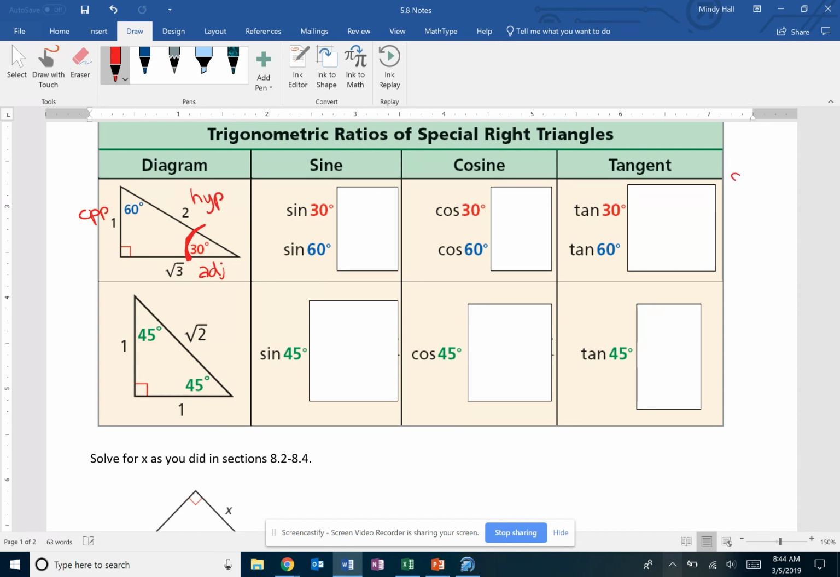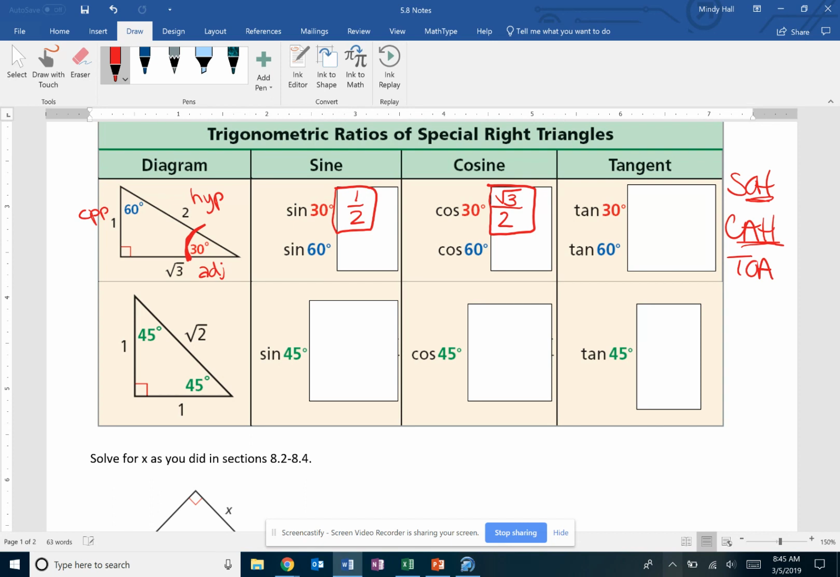So sine of 30, remember we still have SOHCAHTOA, that doesn't disappear. Sine is opposite over hypotenuse, so my opposite is 1 and my hypotenuse is 2, so it's just 1/2. So that one's nice and simple. For cosine of 30, it is adjacent over hypotenuse. So my adjacent is square root 3, and my hypotenuse is 2. Let me make that 3 a little bit better. There we go. Okay, so cosine of 30 is always the square root of 3 over 2.